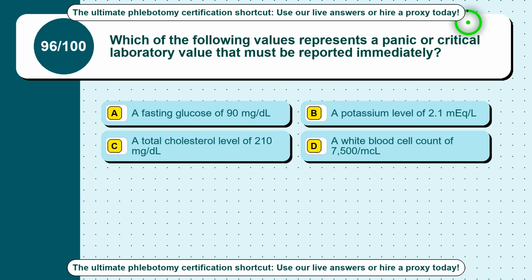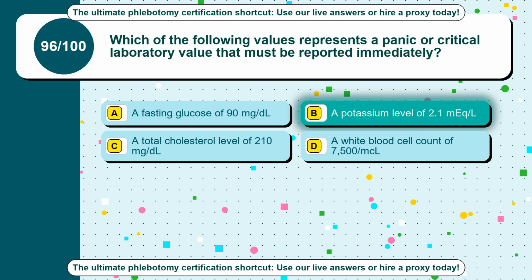Question 96. Which of the following values represents a panic or critical laboratory value that must be reported immediately? Option A, a fasting glucose of 90 mg/dL. Option B, a potassium level of 2.1 mg/L. Option C, a total cholesterol level of 210 mg/dL. Option D, a white blood cell count of 7,500/mcL. The correct answer is option B, a potassium level of 2.1 mg/L.